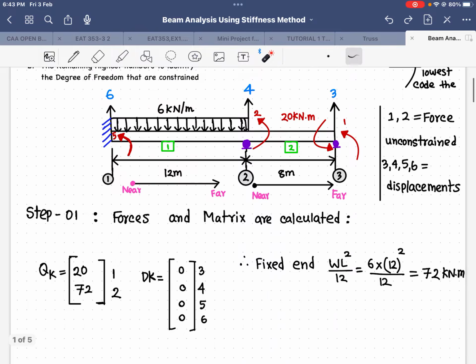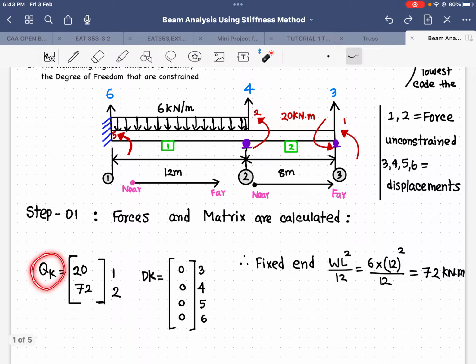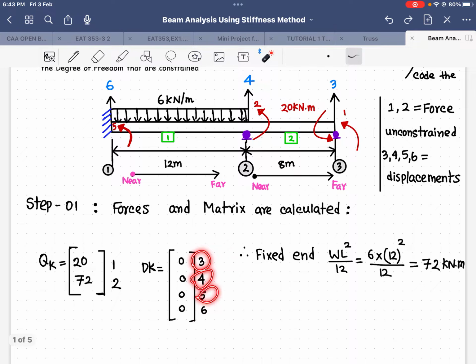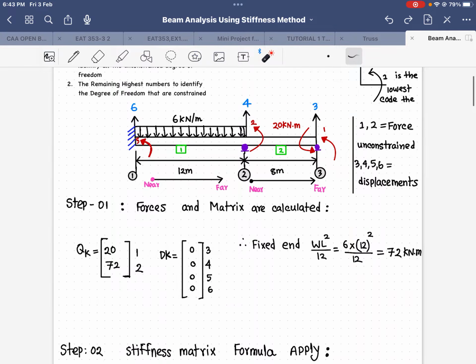Once we get the QK, the rest of the codes will be DK. So we have 3, 4, 5 and 6. So 3, 4, 5, 6 will be DK, I mean the known displacements, and in most cases it will be 0. I hope you understand how to get the QK and DK.